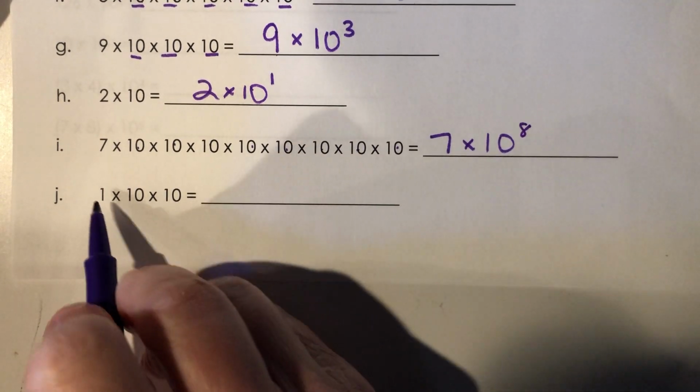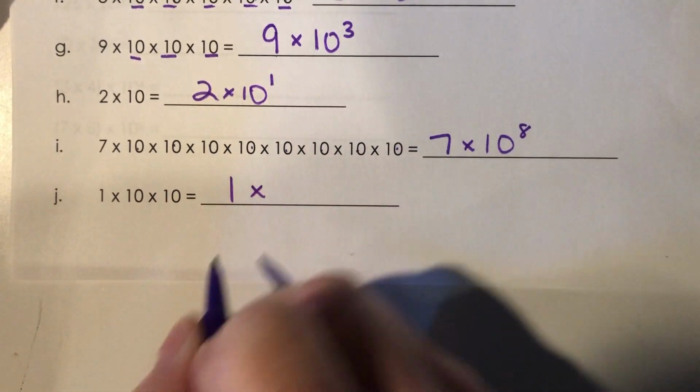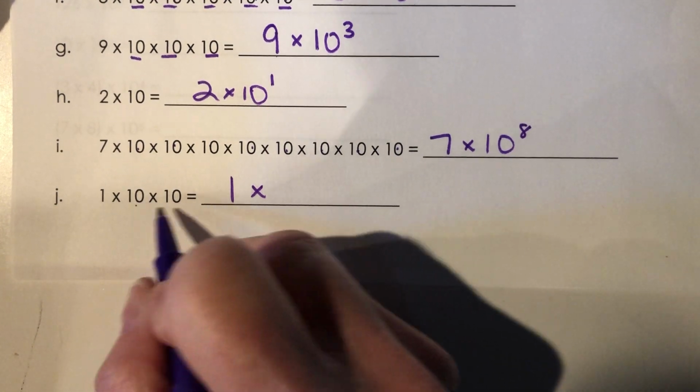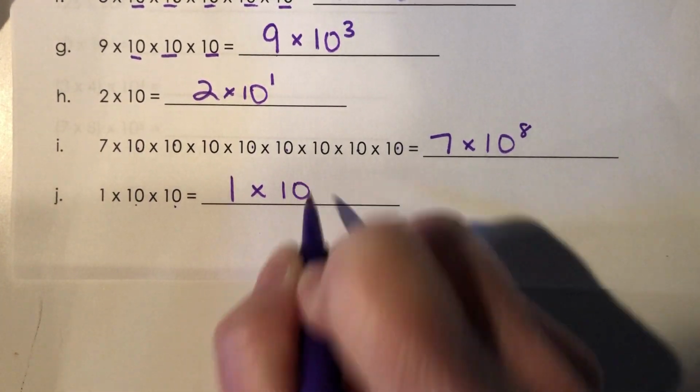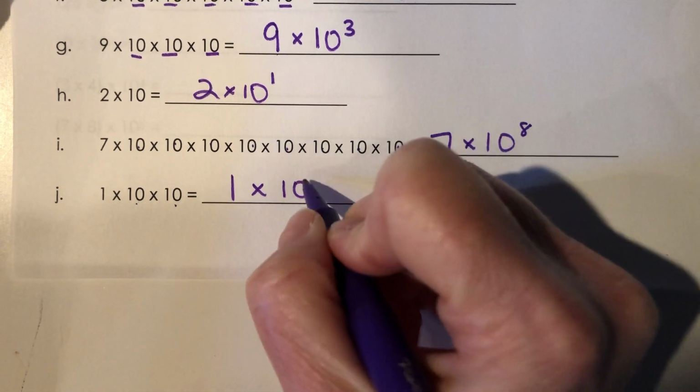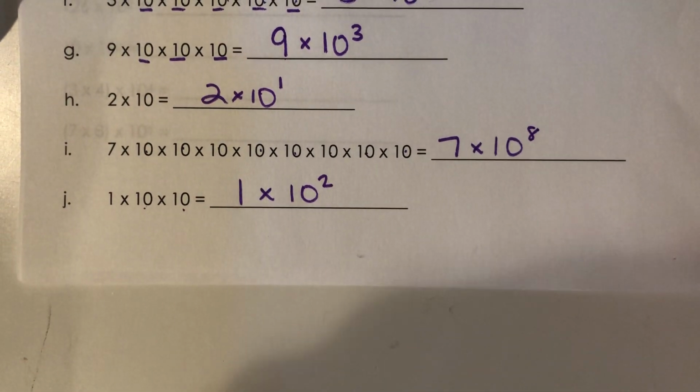And last but not least, I have this 1 by itself. I want to write this as a power of 10. This number 10 is being repeatedly multiplied, so that's my base. And how many? 2. So 1 times 10 squared.